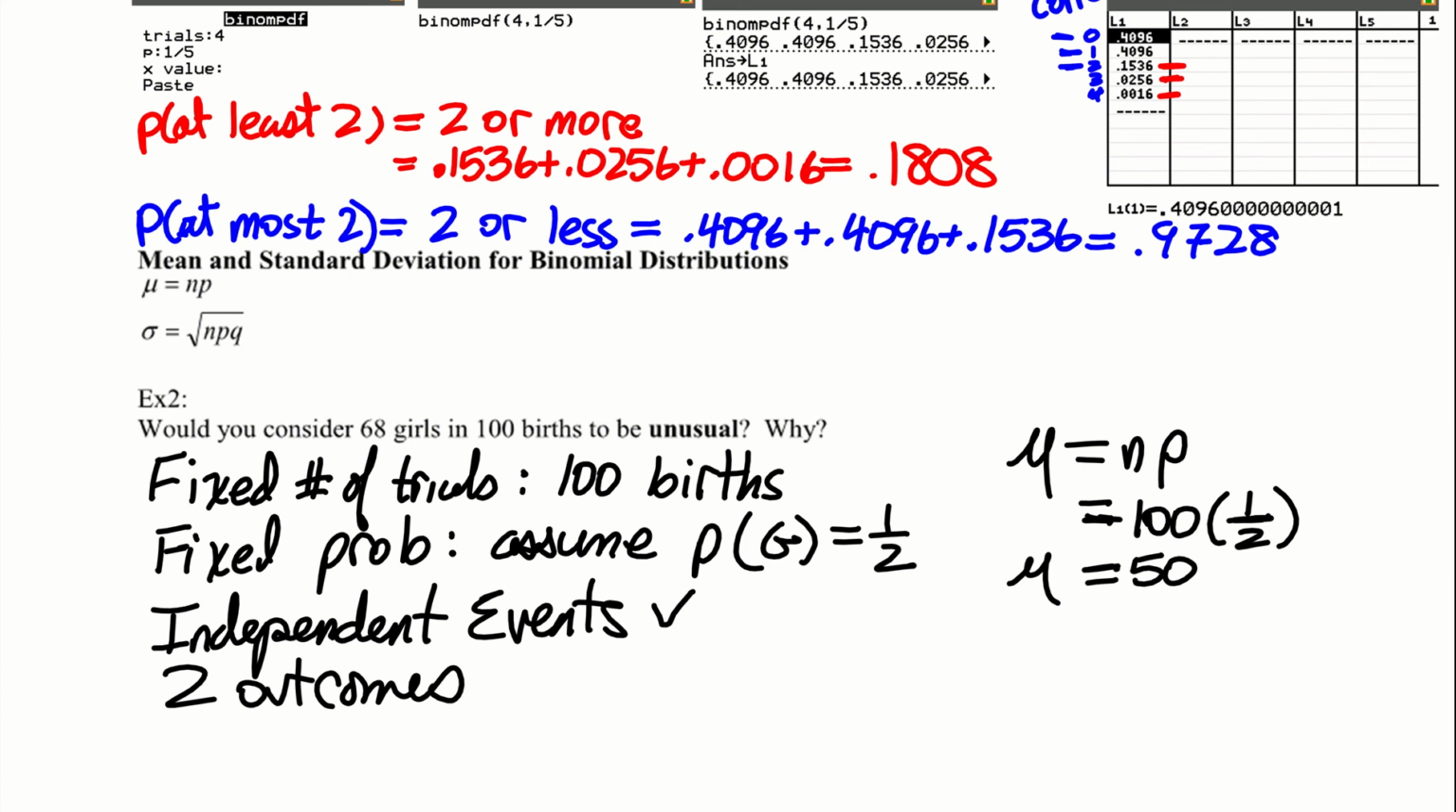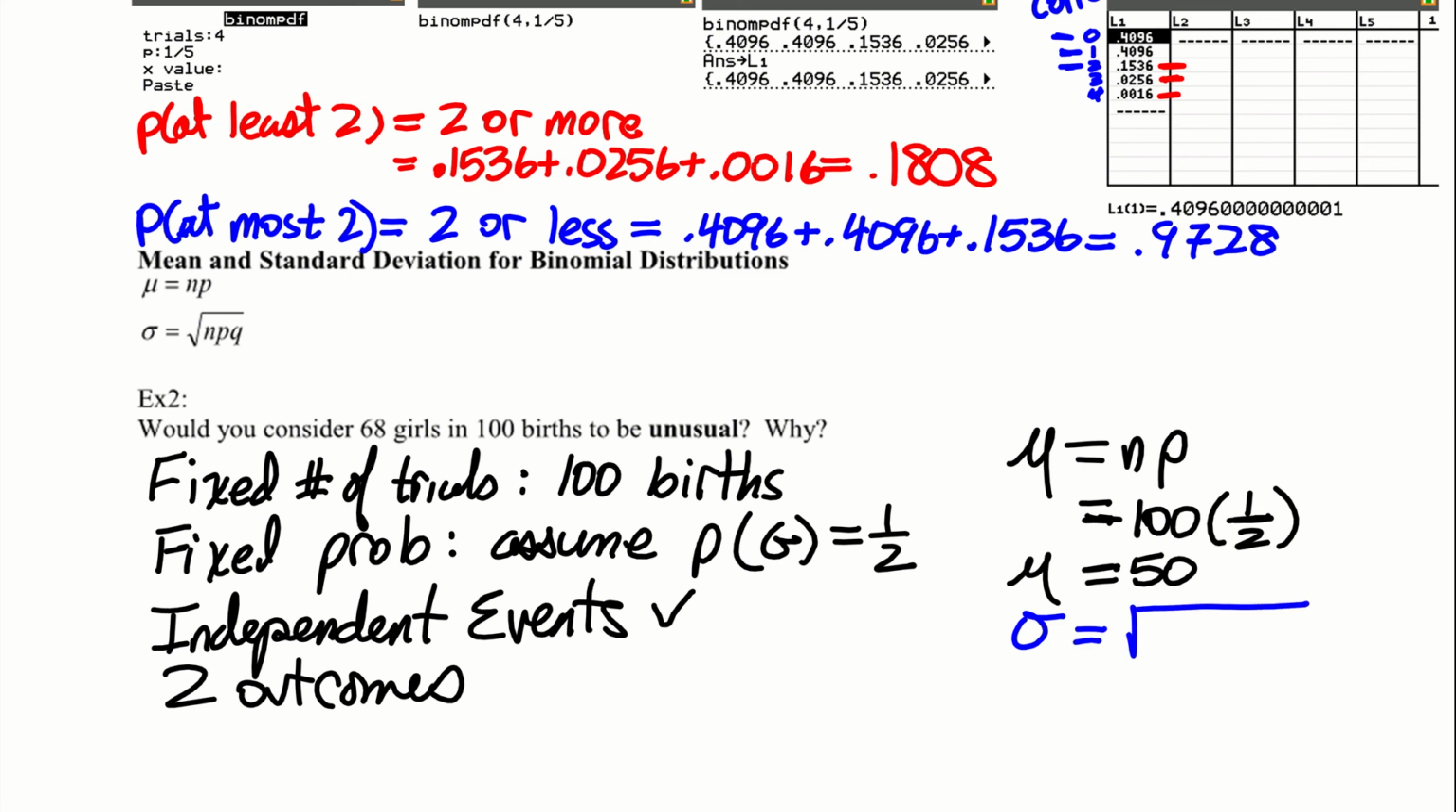So that's easy enough. Because if you're conceptualizing it, there's 100 births. How many do you expect to be female? How many do you expect to be male? In an ideal world, I guess it would be fair. You get half and half. All right? Assuming that's how you define it.